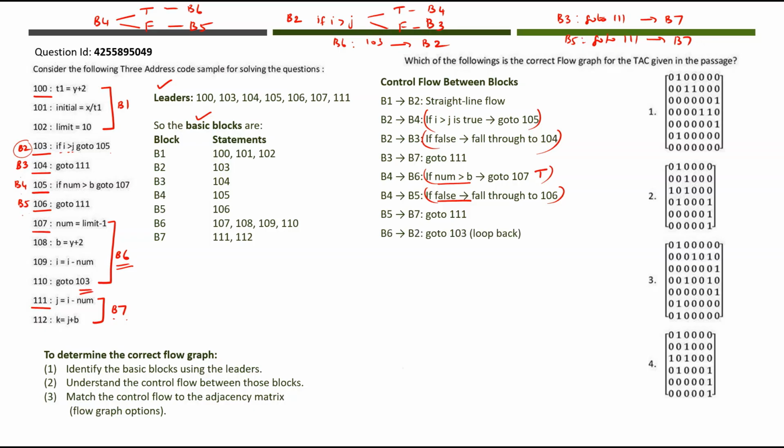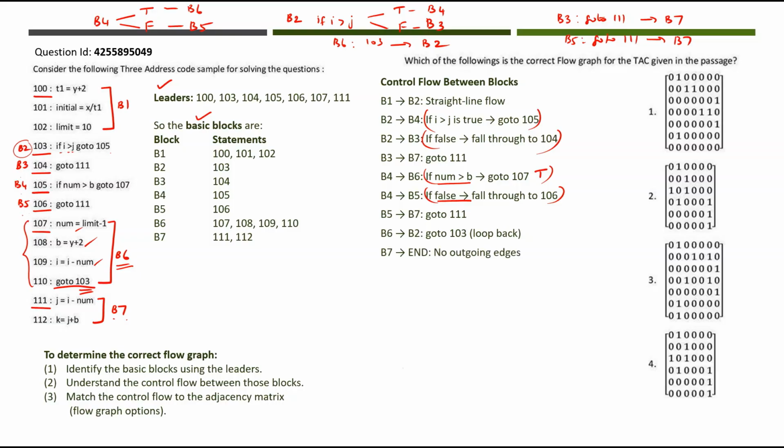B6 means you have to take all the 4 statements together. This is having straight line execution. From B6 actually you should move to B7, but here you have a jump: goto 103. So from B6 the only option that you have is to move to block 2.